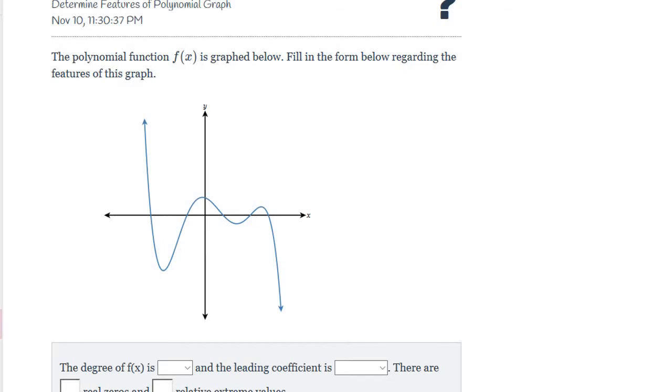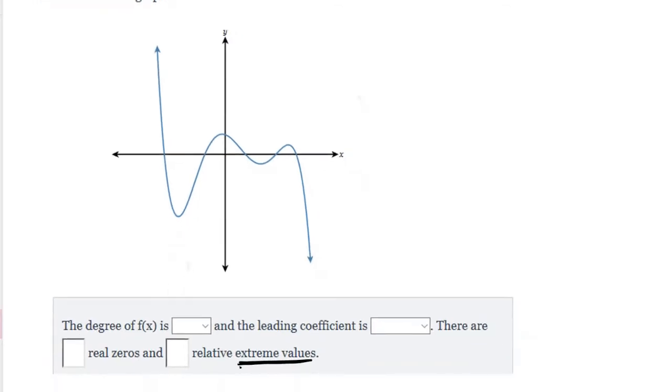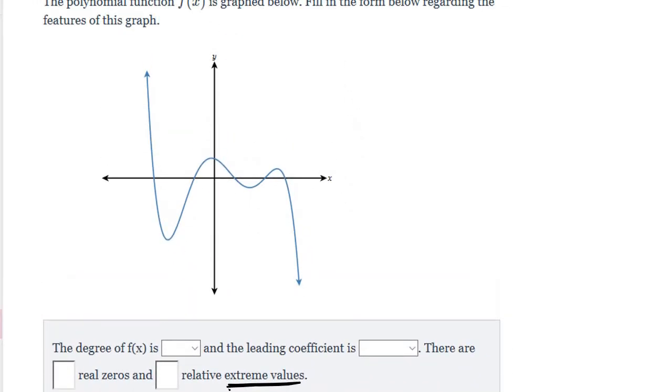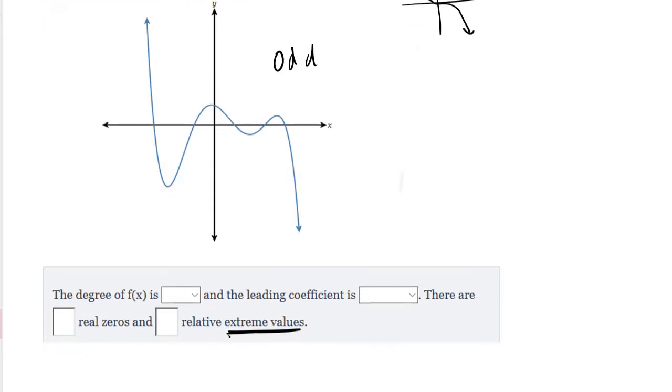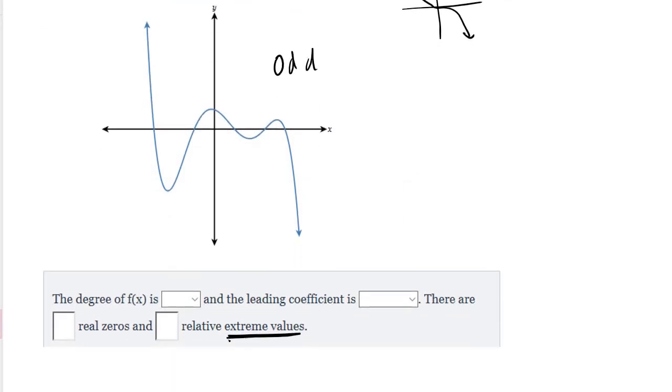So based on the information I gave you before, we can analyze this. We have this one side, the right side, going down. So it looks like this, the cubic function with one side going down. So it's going to be odd. One side is pointing down, the other one is pointing up. This is an odd function. So then we can do the degree. Let's see what degree it is.